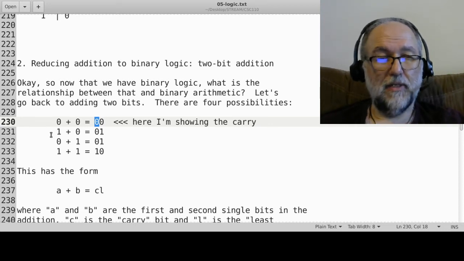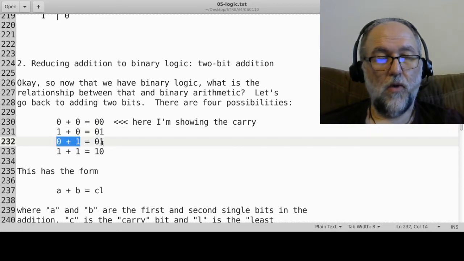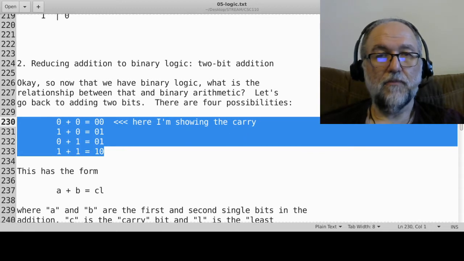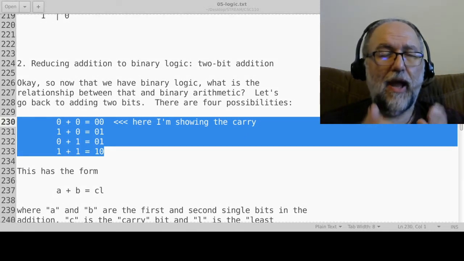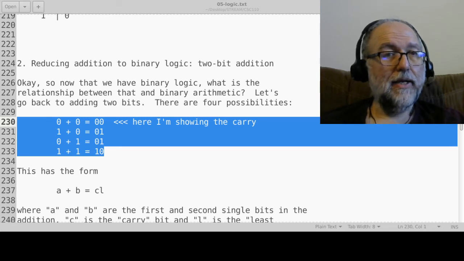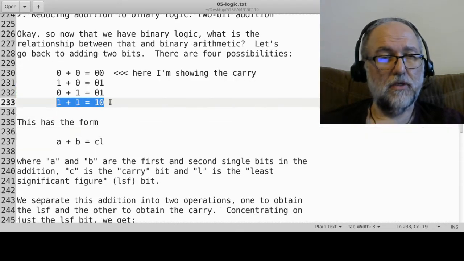And there's 4 possibilities. 1 plus 0 is equal to 1, carry 0. 0 plus 1 is equal to 1, carry 0. And then finally, 1 plus 1 is equal to 0, carry 1. There are the 4 possibilities. You've seen this before. I purposely put the carry in all of them because it's going to be an object of interest as I go on. Now, there are 4 possibilities, but take a look at the form of the answer.